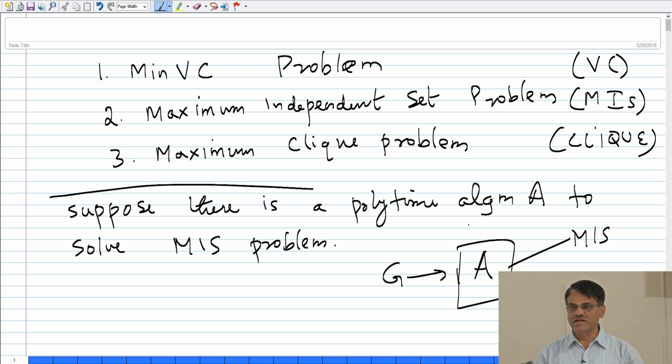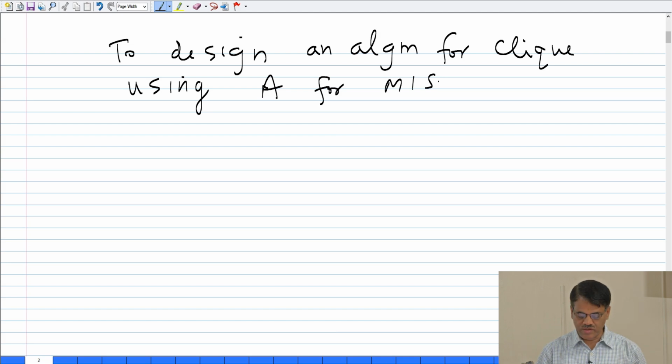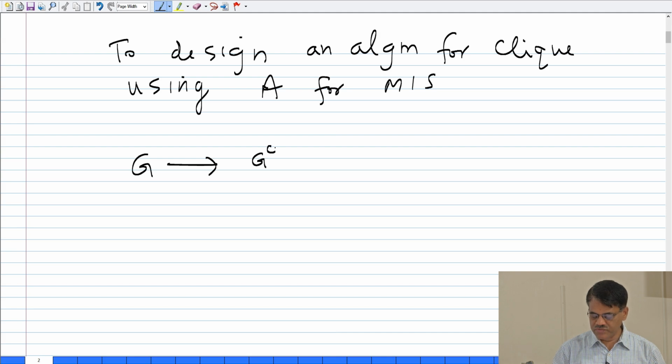Does everyone see that? So what is the suggestion? You want to design an algorithm for clique using the algorithm A for maximum independent set. So what is my algorithm? Let's call this new algorithm A prime. It takes an input G in which I want to find a maximum clique. So what do I do? Complement the graph. I'm going to write this G complement. How do you complement the graph?